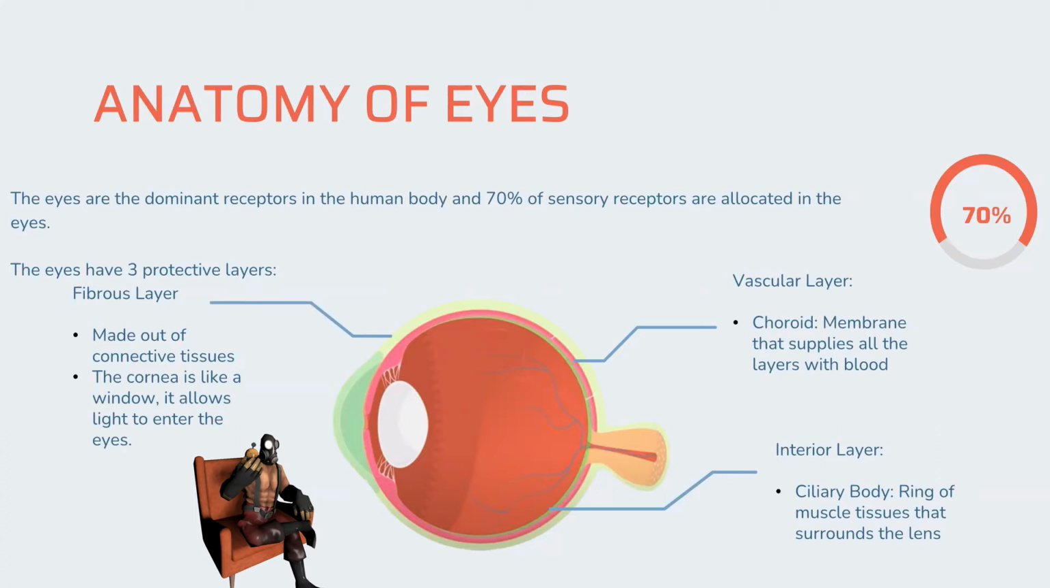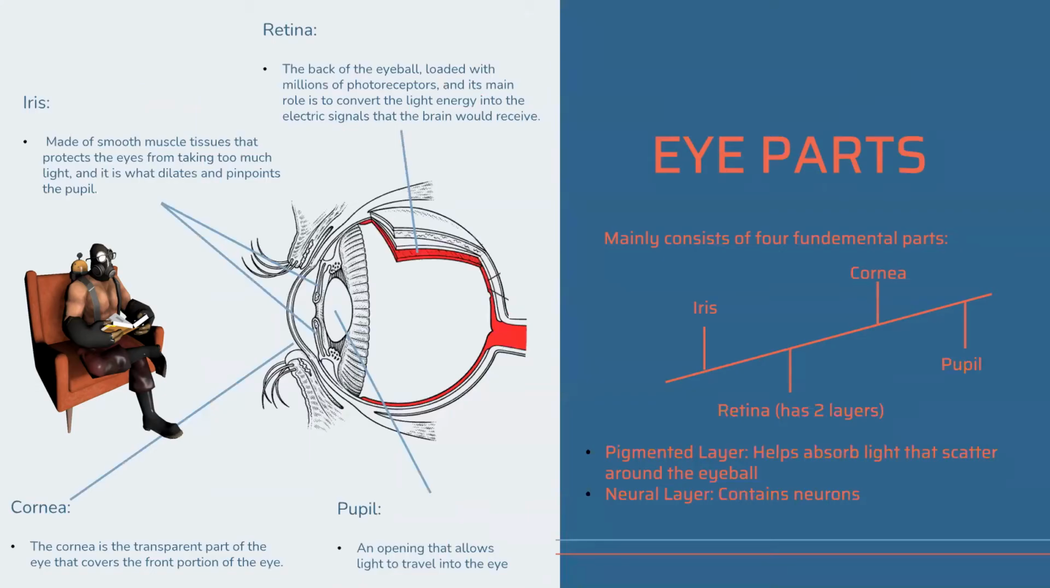Then you move on to the vascular layer, which is in the middle. It contains the choroid, which is a membrane that supplies all the layers with blood. Then we move on to the innermost layer. It's called the interior layer, which is a ciliary body that has a ring of muscle tissues that surrounds the lens. Now we speak about the main eye parts, or the four main eye parts.